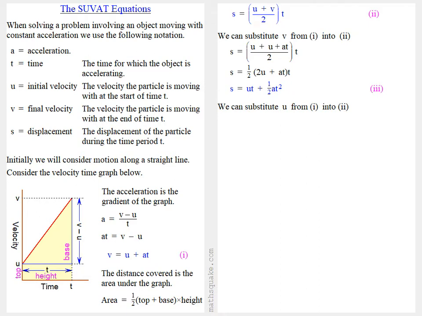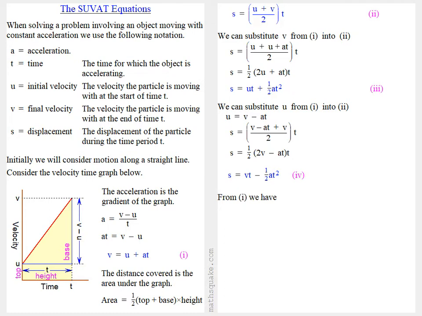Now we can also substitute u from 1 into 2, and we've got u equals v minus at, so s is equal to (v minus at plus v) all over 2 times t, which simplifies to s equals a half into (2v minus at) all times t, or s equals vt minus a half at squared. And that's our fourth equation. Now actually most books leave that equation out, but really you should include it. There are 5 unknowns, each equation involves 4 letters, and so in each case there's 1 letter left out, and so there are 5 equations.